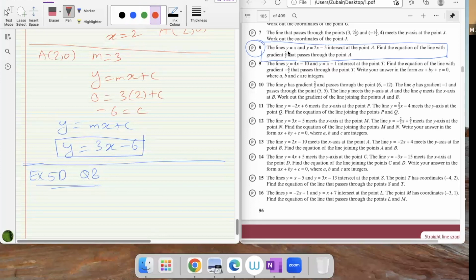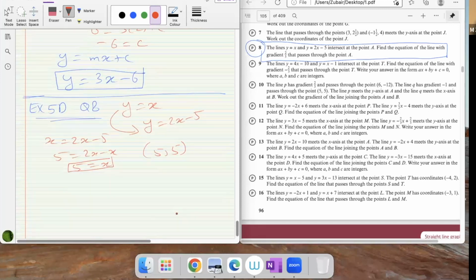The line y equals x and y equals 2x minus 5 intersect at point A. Find the equation of the line with gradient 2/5 that passes through point A. First, the point of intersection: substituting, x equals 2x minus 5. So 5 equals 2x minus x, so x is 5, and y is also 5. That is (5, 5).